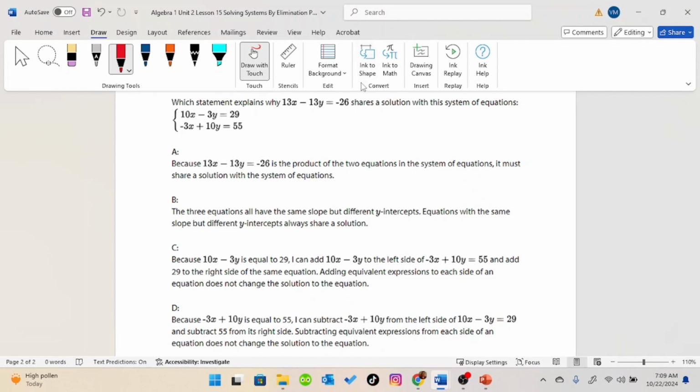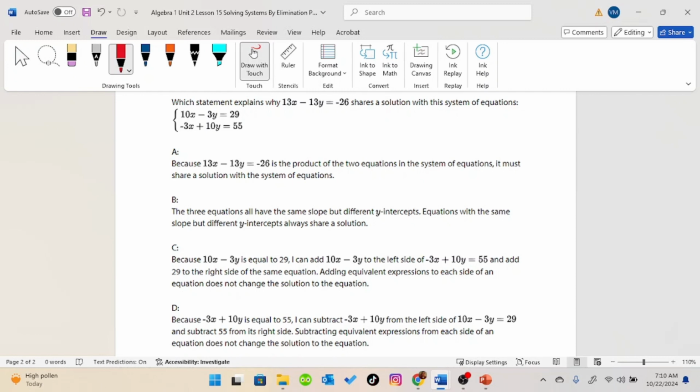As we look at our last practice problem, it asks which statement explains why 13x minus 13y equals negative 26 shares a solution with this system of equations. And there will be one correct answer that we're looking for. So if we look at A, it says because 13x minus 13y equals negative 26 is the product of the two equations in the system of equations, it must share a solution with the system of equations.